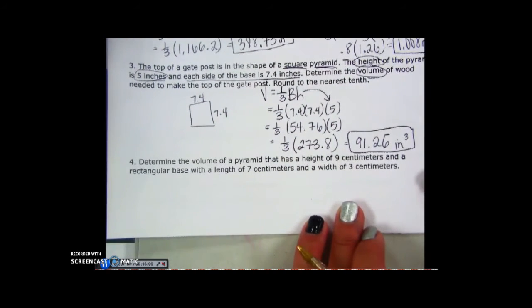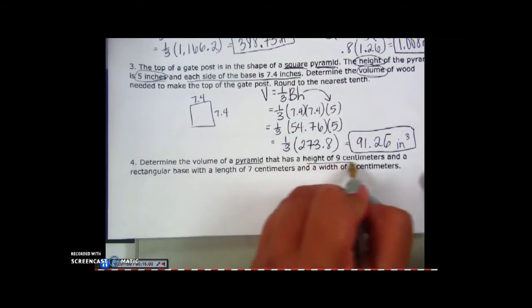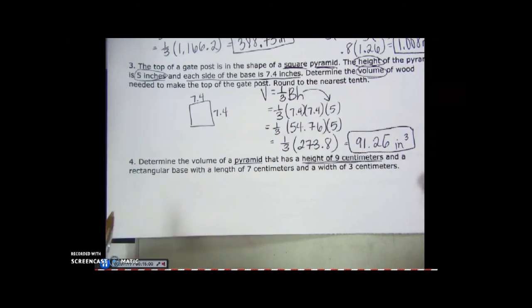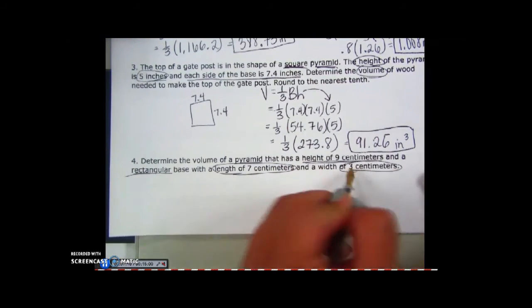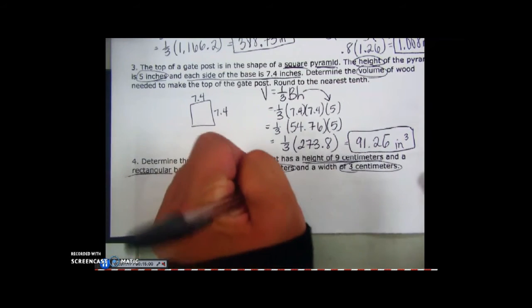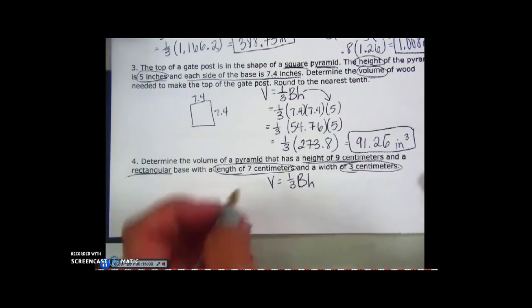Alright, last one here says we want to determine the volume of a pyramid that has a height of 9 centimeters, and a rectangular base that has a length of 7 and width of 3. So volume is equal to 1/3 capital B times H, since we have a pyramid that we're finding the volume of. Got to make sure we're using the right formula.